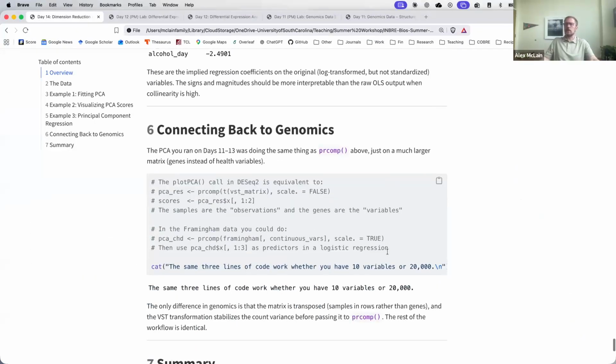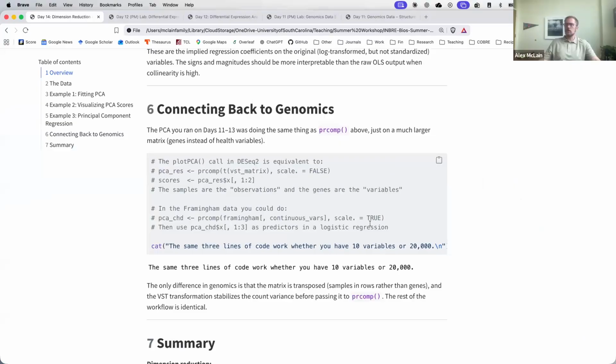Last thing, connecting this back into genomics. For the previous days, they were doing some principal component analysis. We could do it here. We could look at the genomics data and do some principal component analysis. It's the same thing that we had above. It's just on a much larger scale.